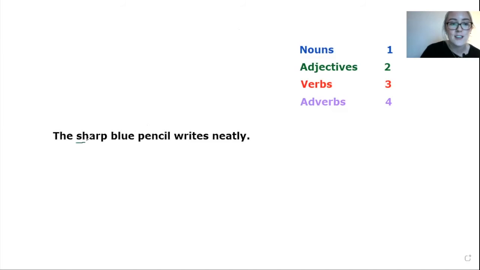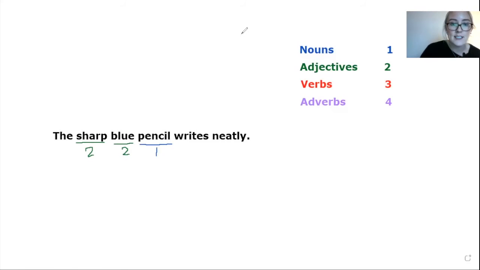We've got sharp and we've got blue. Good. And I would get 2 points for these word forms. So I'm going to put 2 under there and a 2 there. Good. Now in blue, I'm looking for my noun. So pencil would be the noun. It's an object, it's a thing. So I'd get 1 point for that.